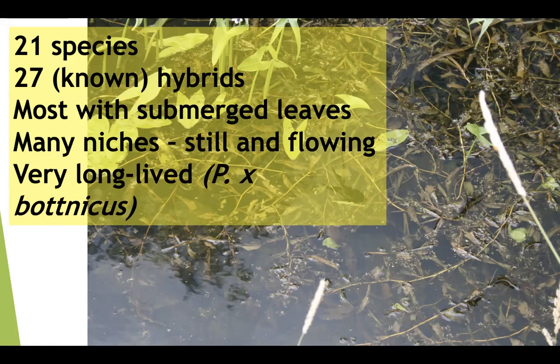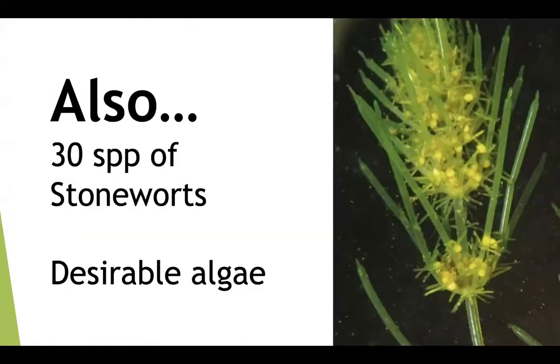Just to flag up as well, there are 30 species of stoneworts in the British Isles. These are actually desirable algae. They're a very ancient group of aquatic plants, a complex form of algae. They look similar to higher plants rather than that free floating green soupy mass that you may have come across with the common algae.